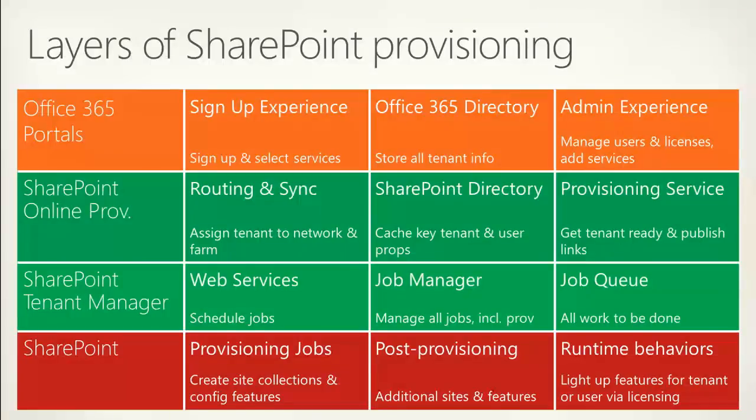Once that's done, assuming that you signed up for a plan that contained SharePoint Online, SharePoint Online is notified, and we're told, hey, we have a new tenant. Let's go ahead and place this tenant. So now we route that tenant to a specific network in a specific data center and in a specific farm, and we'll talk about how that works in a little bit. The key properties that we need to provision that tenant are synced down from the Office 365 shared directory into the SharePoint directory, including users and some licensing information. And from here on out, the provisioning service takes over and makes the necessary changes happen.